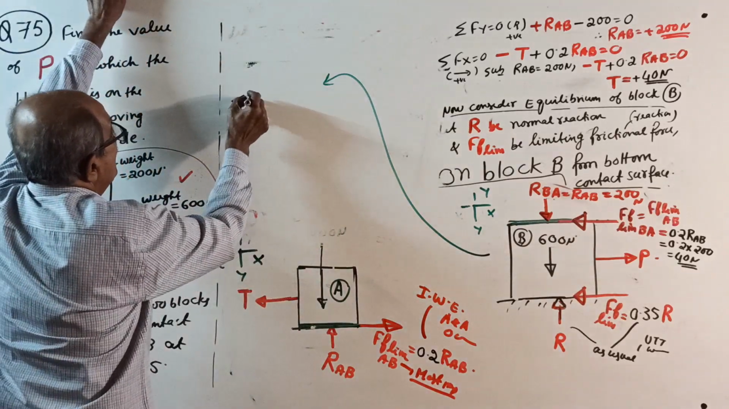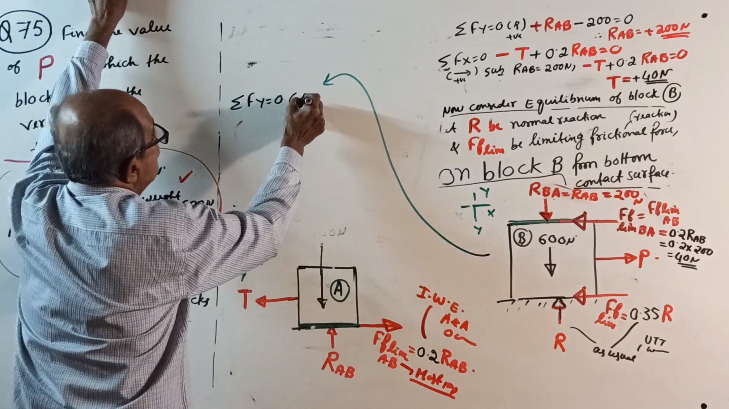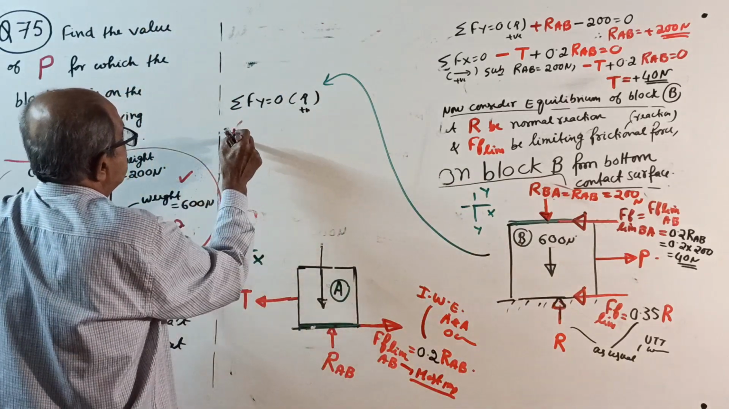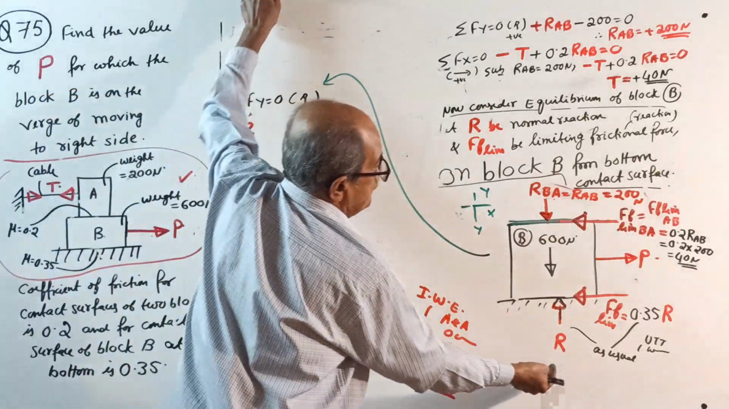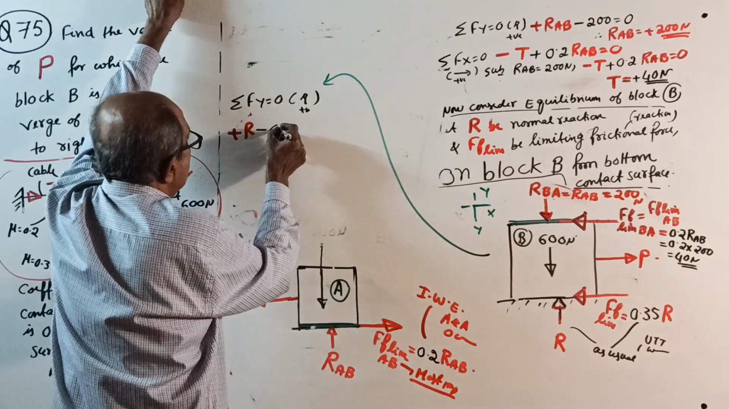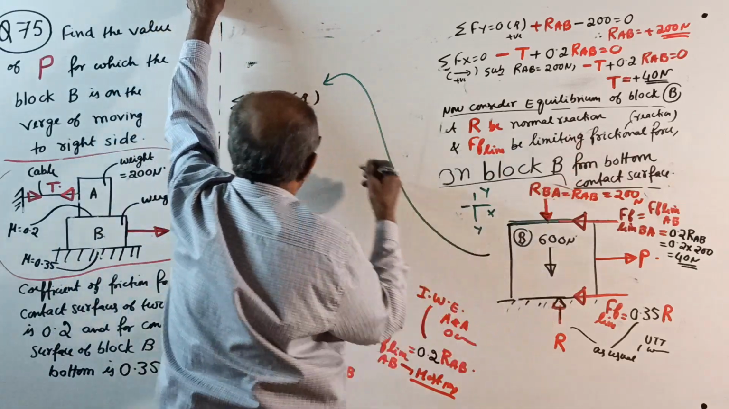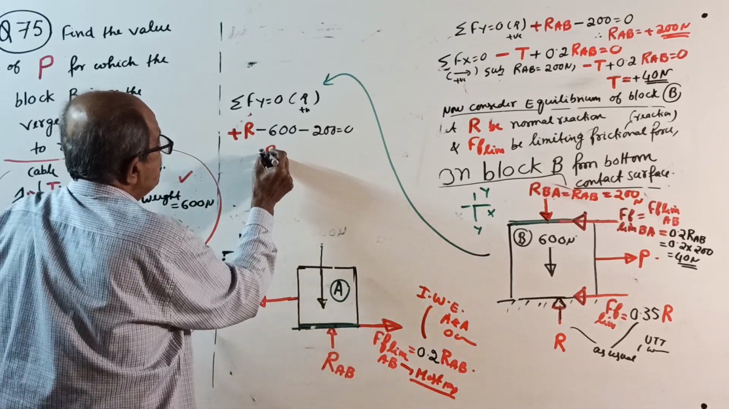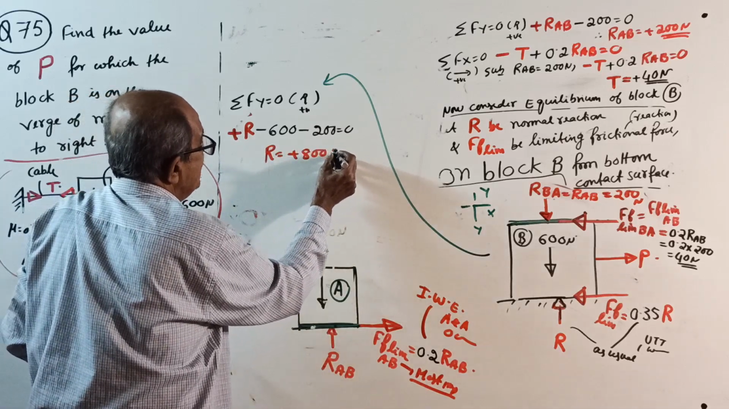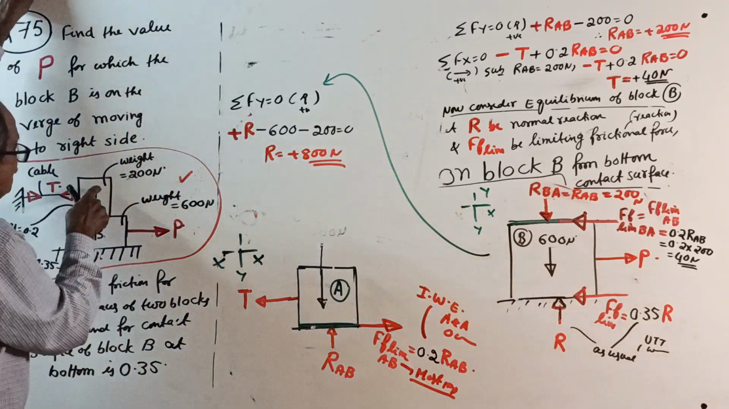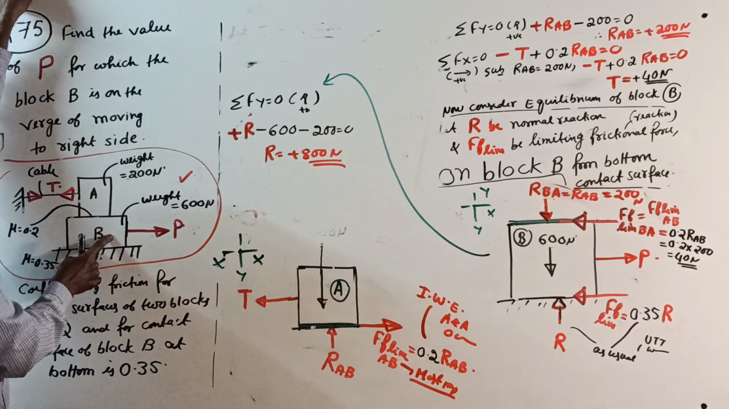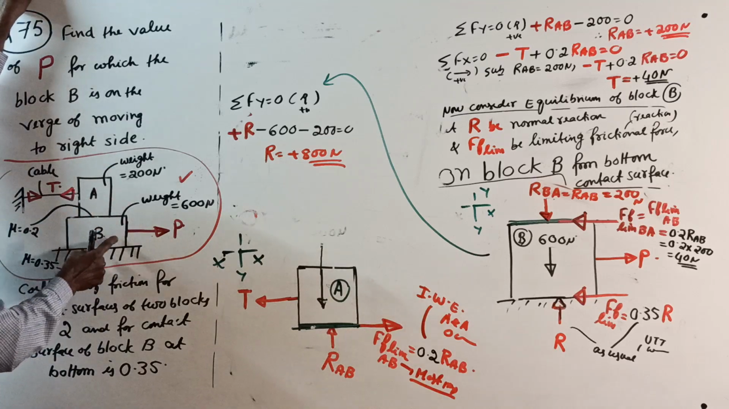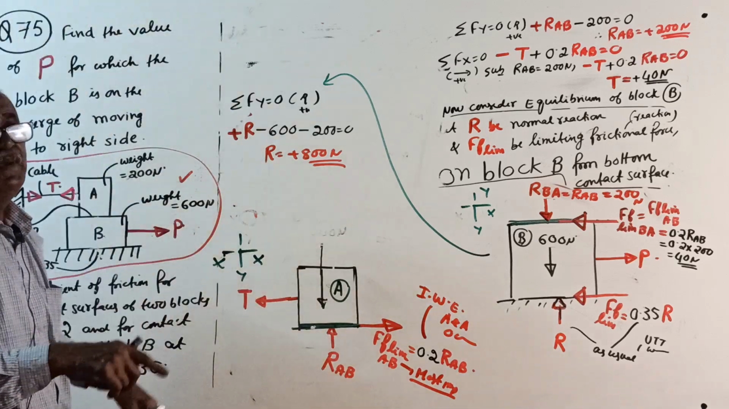Sigma Fy equals 0, take upward positive. What do you get? Plus R minus 600 minus 200 equal to 0, or R equals plus 800. You can check the answer because this weight is 200, this weight is 600. Both the weights will come to the bottom. From here, the weight will be transferred to this one. Finally here, both the weights will be added up.